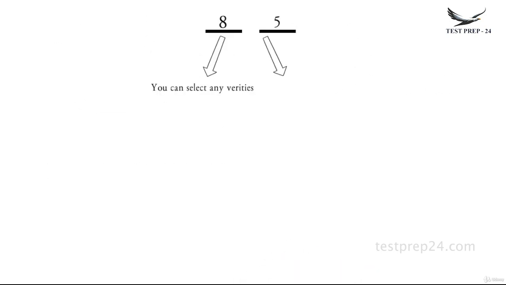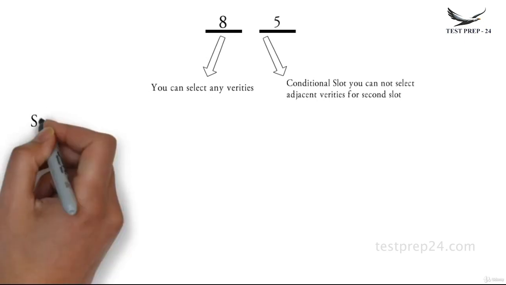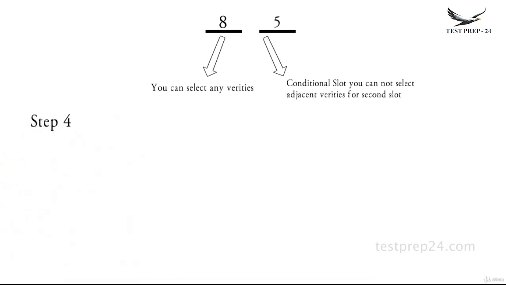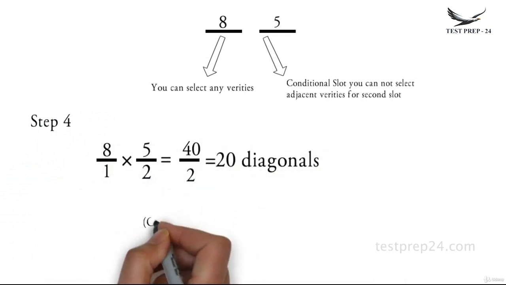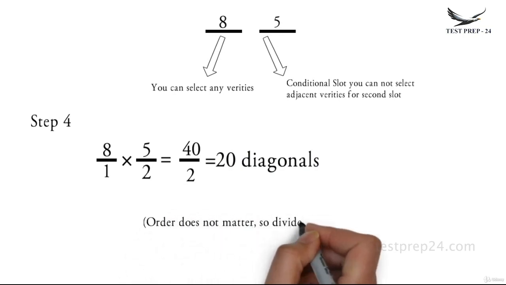Now even if you select 1 to 5 or 5 to 1, it doesn't make any difference. So that's why it is a problem related to selections. When it is a selections question, divide by your slot number factorial. So it comes to 8 into 5 divided by 1 into 2. So totally it will be 40 by 2. So you can form 20 diagonals.